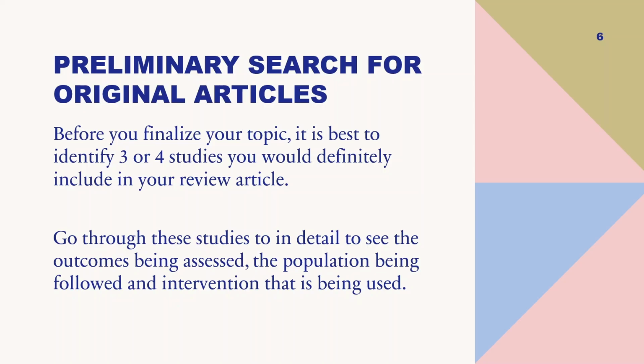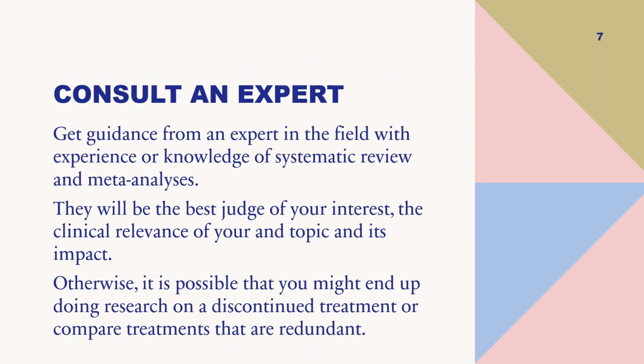Before you finalize your topic, it is best to identify 3 or 4 studies you would definitely include in your studies. You go through these studies in detail to see the outcomes being assessed, the population being followed, and intervention that is being used. It will also help you in finalizing your inclusion and exclusion criteria that you can apply on other studies or other articles that you're including in your research.